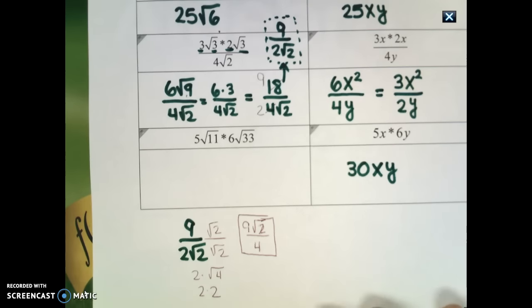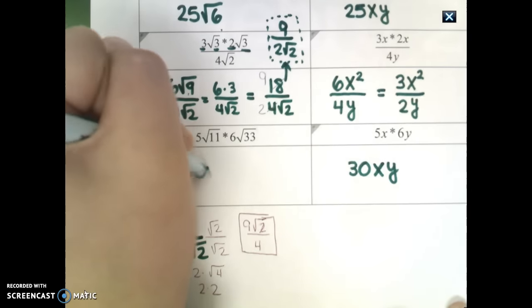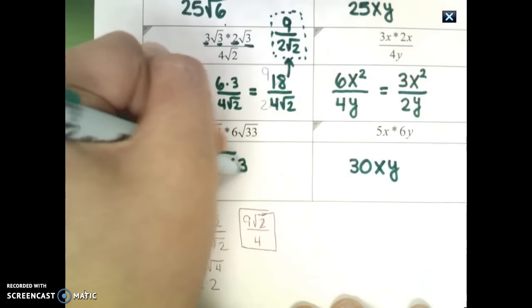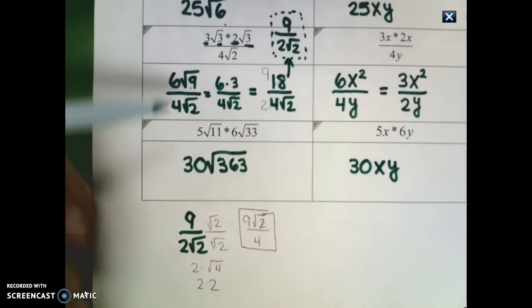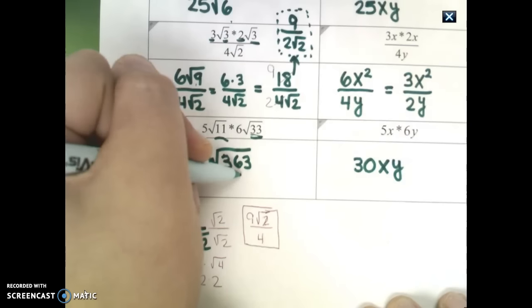Moving to the final example, once again, we're going to multiply coefficients with coefficients and radicands with radicands. Outside numbers with outside numbers, inside numbers with inside numbers. 5 times 6 is going to give me 30. The square root of 11 times the square root of 33 is the square root of 363. Now, before we circle this answer, we must check to see if we can simplify 363. Again, you want to look for strategic numbers. Keeping in mind that I multiplied 11 and 33 to get 363, that may be a helpful place to start.